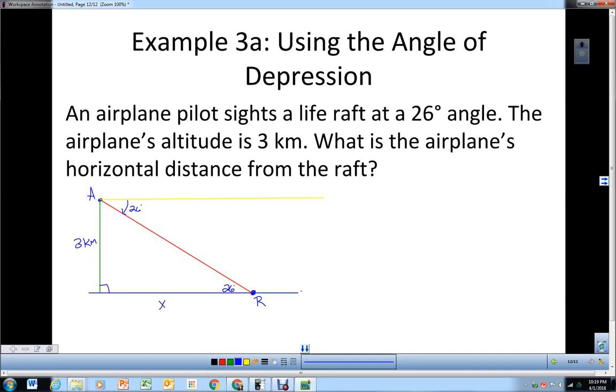We're not looking for the line of sight. If it said how far was the airplane from the raft, you'd be looking for the line of sight distance. So you have to pay attention to what they're asking for. Depression problems can be a little bit confusing.